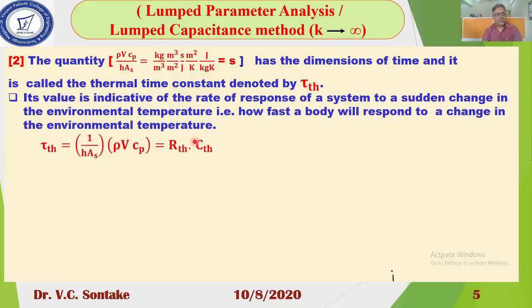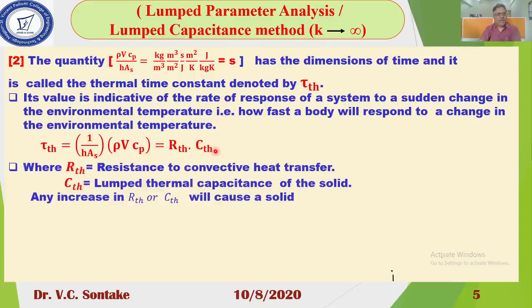Now the thermal time constant can be given as rho V Cp upon hAs. In this, 1 upon hAs can be represented by Rth and rho V Cp can be represented by Cth, where Rth is the resistance to convective heat transfer denoted by 1 over hAs, and Cth is the lumped thermal capacitance of the solid denoted by rho V Cp.